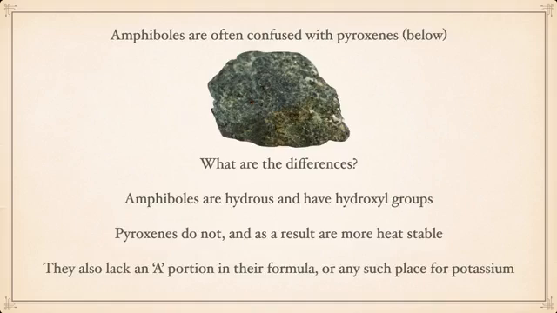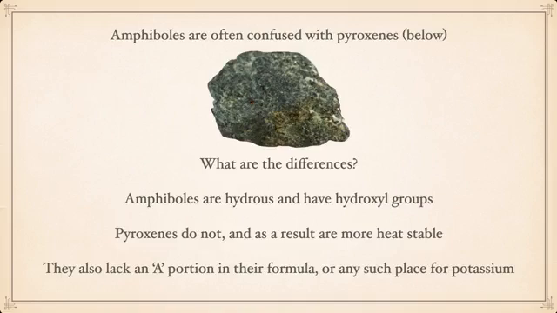So what are the differences? Amphiboles are hydrous and have hydroxyl groups. Pyroxenes do not, and as a result are more heat stable. So basically, if you heat something that theoretically can combine chemically into water fairly easily, then, well, you're not going to be very heat stable.